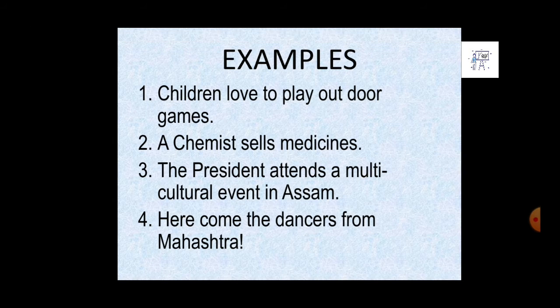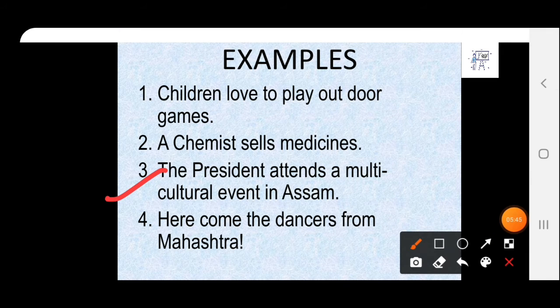Let me show you the examples of these also. Children love to play outdoor games. A chemist sells medicines. Next is, the president attends a multicultural event in Assam. This sentence is giving us news. Which is the news? That the president attends a multicultural event in Assam. So here present tense is used. Which present tense? Simple present tense. Here also.